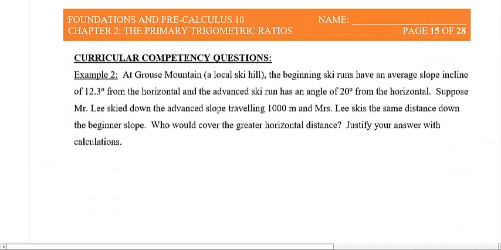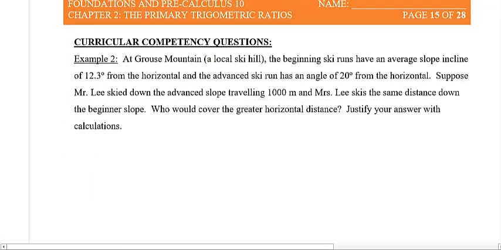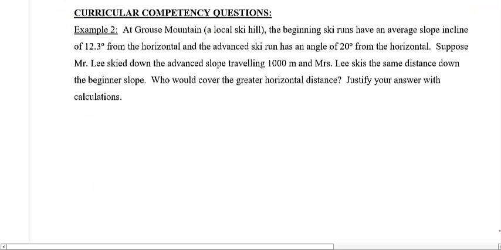Alright, so now let's try some curricular competency questions. My favorite ski hill, Grouse Mountain. The beginning ski runs have an average slope incline of 12.3 degrees from the horizontal. Okay, that's interesting. So if I were to draw that out, here's your mountain. Perhaps the runs look like this, 12.3 degrees. Remember, it's the average, so yes, it could go up and down, but it's an average.